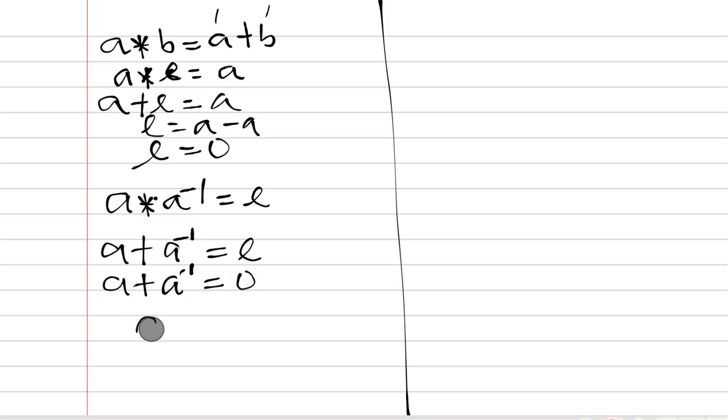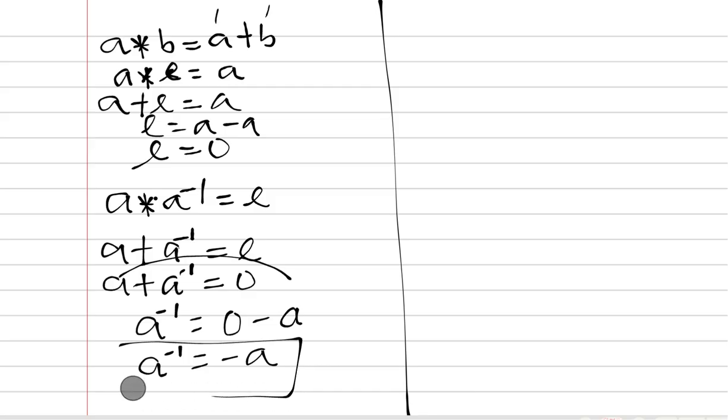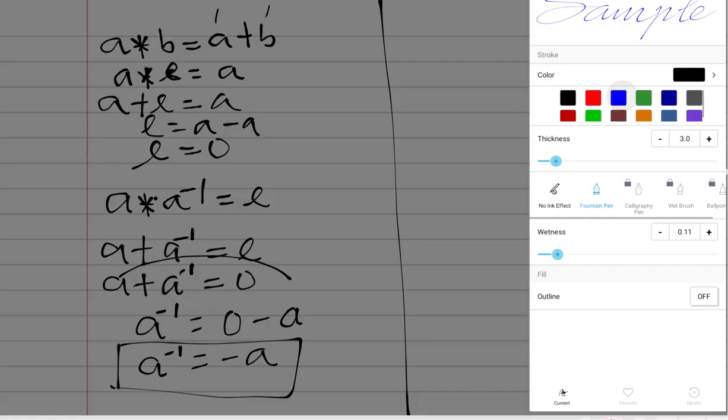Make A inverse the subject of the formula. That means A inverse will be equal to 0 minus A, if you bring this one to this side. So that means our A inverse will be minus A. You can see that I already told you that the inverse of A under addition is minus A. It's a very simple one. So let's go to the second example.